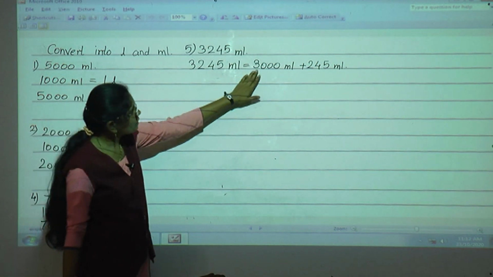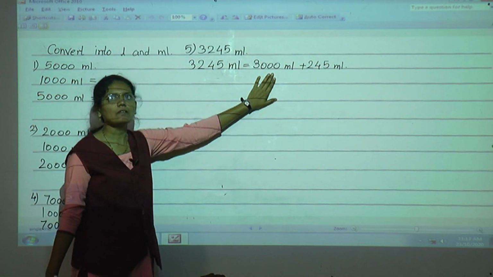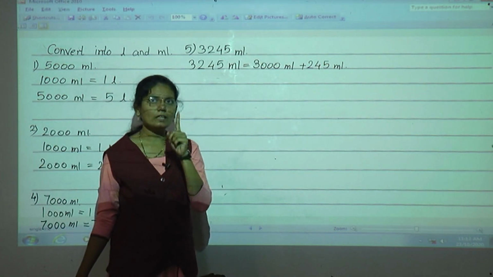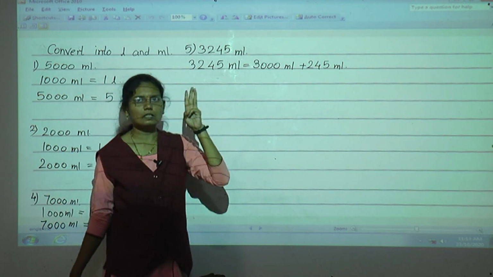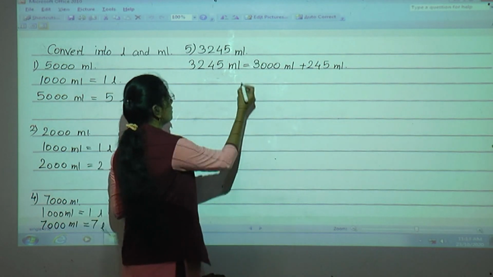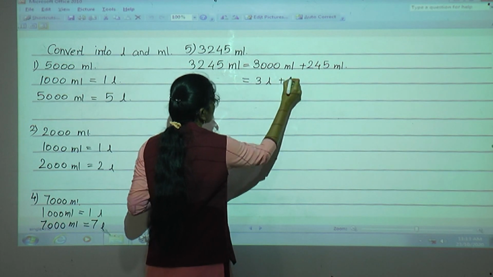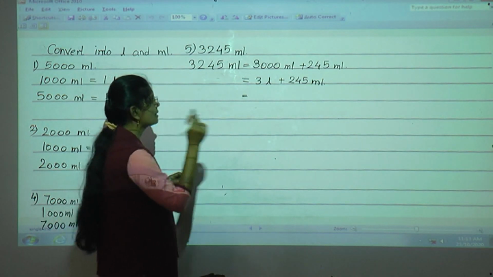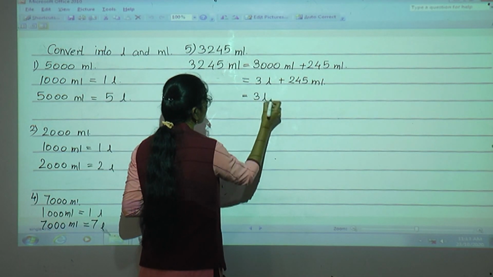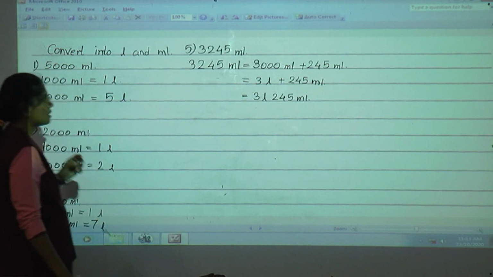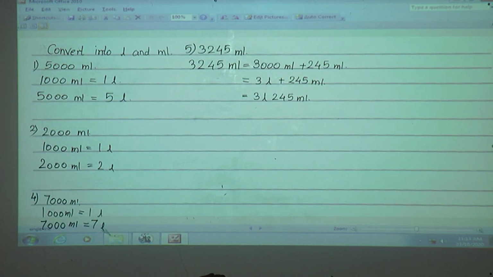Now see students, here 3000 ml. This 3000 ml we will convert into liter. You know very well 1000 ml is equal to 1 liter. So here we have 3000 ml. Now 3000 ml means how many liters? 3 liters, correct. So here I'll write 3 liter plus 245 milliliter. Now in the step 3, just you have to remove this plus sign and you will write 3 liter 245 milliliter. So 3245 milliliter is equal to 3 liter 245 milliliter.